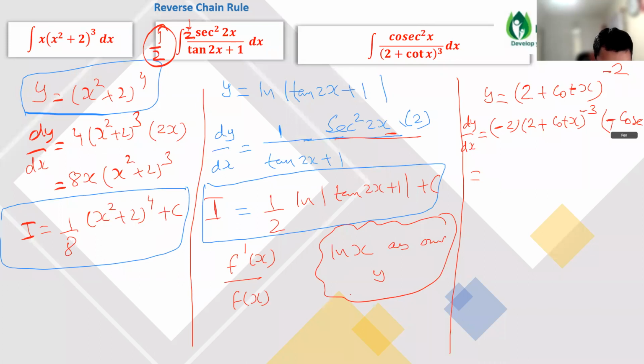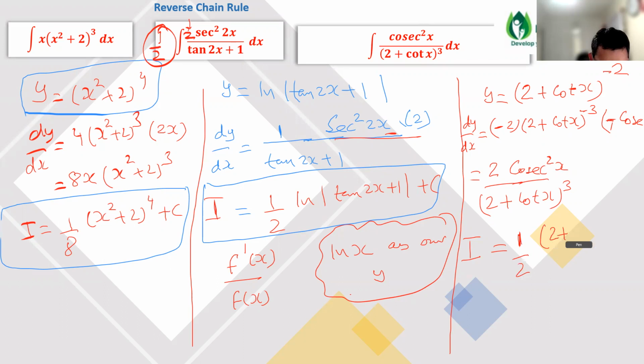So we end up with 2 over (2 plus cot x) to power 3, and then we times it by cosec squared x. Now you can see that when this function is exactly same Aryan, except the difference of 1. So therefore our answer is going to be I equals to 1 over (2 plus cot x) to power -2 plus c.